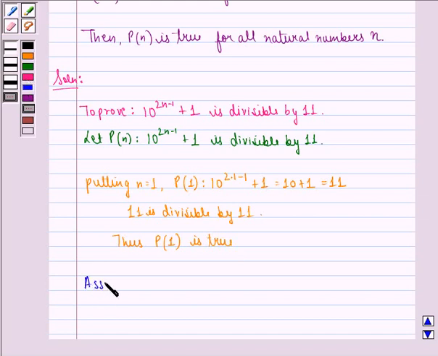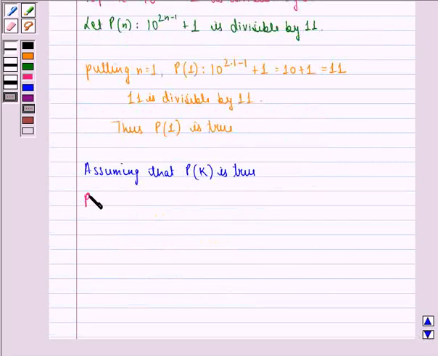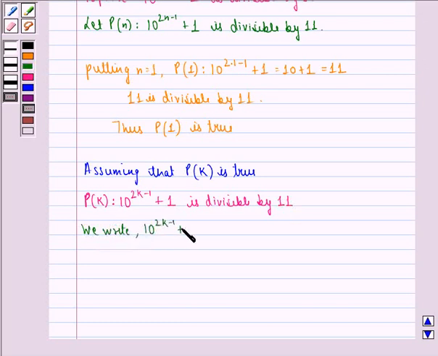Now, assuming that P at k is true, P at k is 10 raised to power 2k minus 1 plus 1 is divisible by 11. We write 10 raised to power 2k minus 1 plus 1 is equal to 11d, where d belongs to n. And this becomes the first equation.